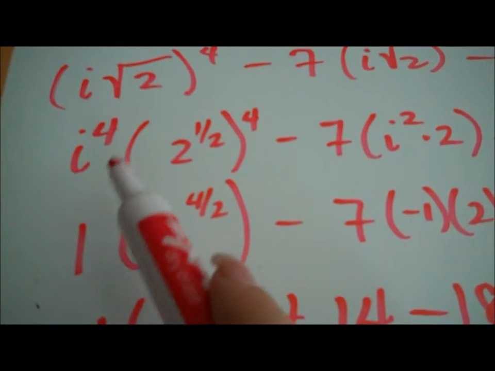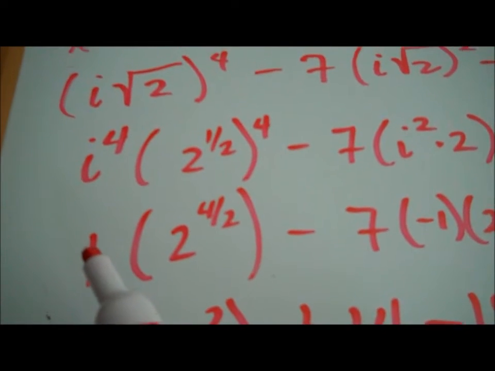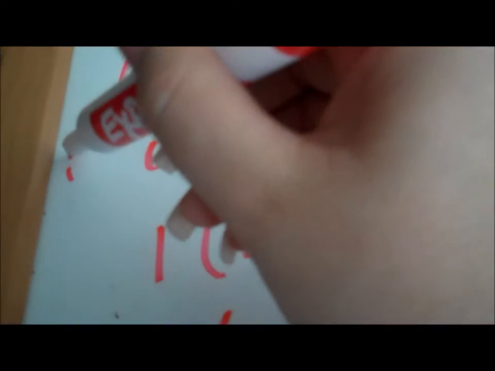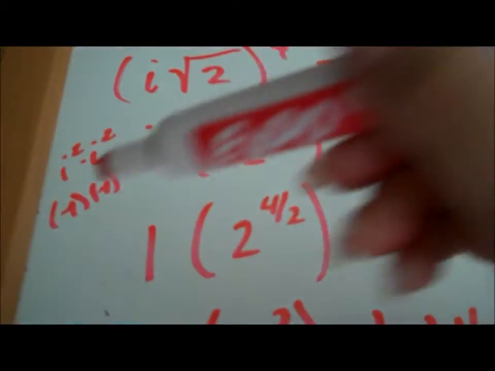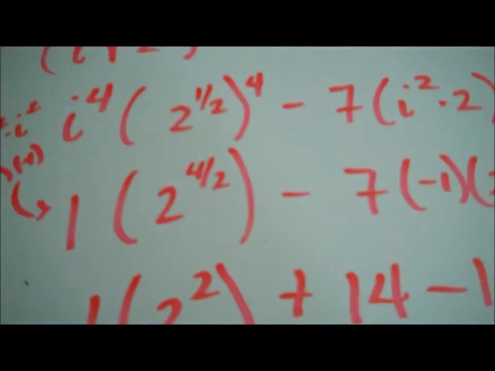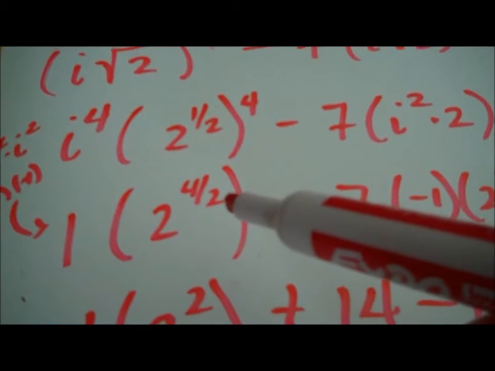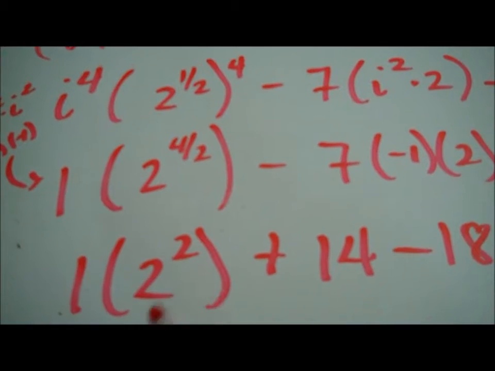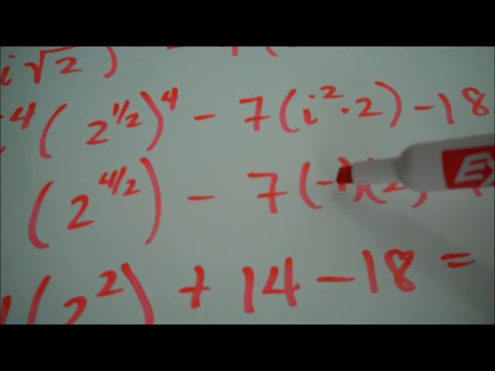i to the 4th power, we learned this at the end of chapter 7, is a positive 1 because i squared is a negative 1. So i squared times i squared would give me i to the 4th. i squared is the negative 1, and then a negative 1 times a negative 1 would give us the positive 1 here. So this becomes 2 to the 4/2, and 2 to the 4/2 just becomes 2 to the 2nd. i squared is the same thing as the negative 1.